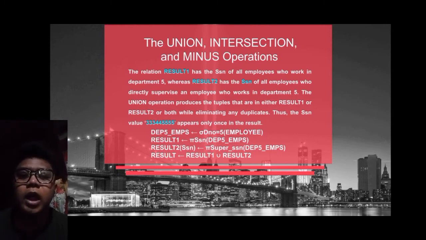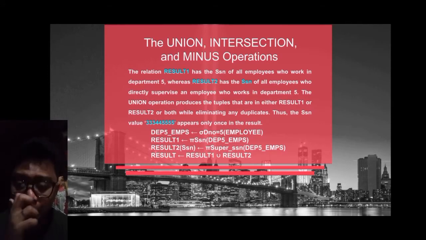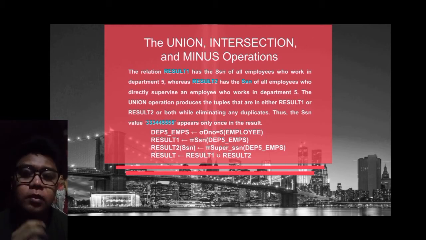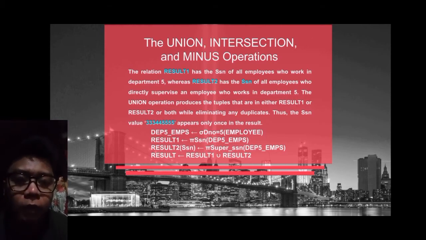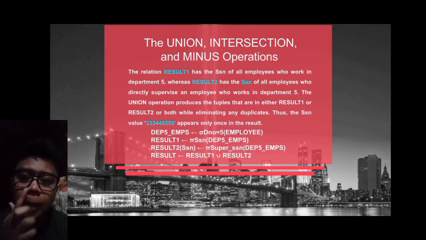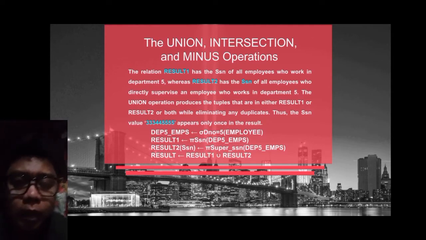Now, the union operation produces the tuples, or what we call the two sets, that are in either result 1 or result 2, maybe both, while eliminating any duplicates. Thus, the SSN value of this number appears only once in the result.